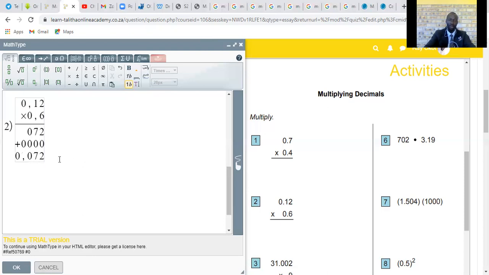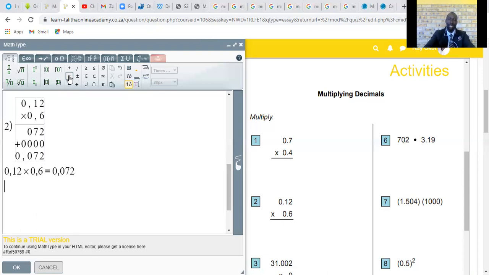So in conclusion, therefore, we say 0.12, when it is multiplied by 0.6, what we get is 0.072. That is what we get.